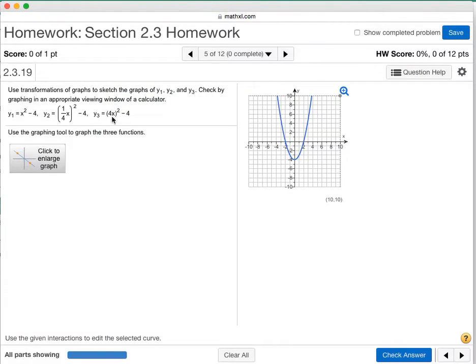So the last one here is the same idea, but now you would do a horizontal stretch or shrink of 4. So instead of the 1/4, you'd put a 4. And then that's how you answer these questions here.